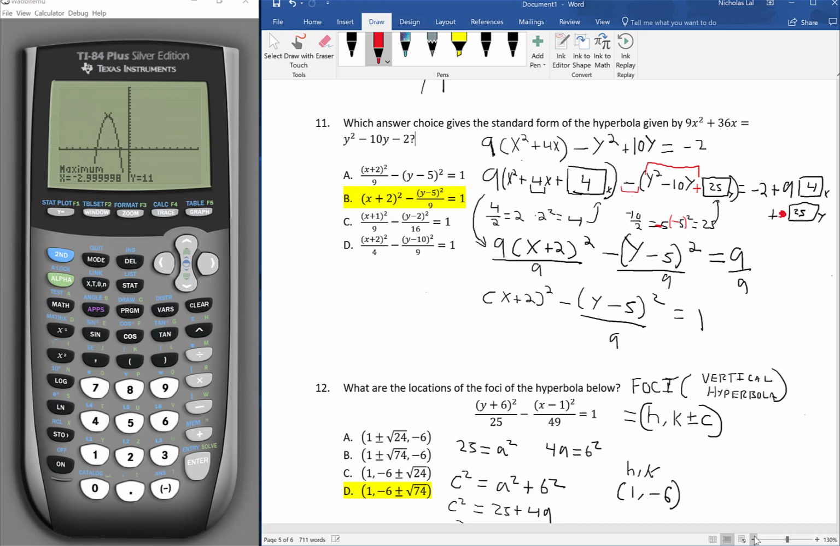So we're doing all that work to have 9 times x plus 2 squared over 9 minus y minus 5 squared over 9. And the reason why it's over 9 is because you add 9 times 4, and subtract 25, and subtract 2, and then you're going to get 9. 36 minus 25 minus 2 is 9. Divide each side by 9, and here the 9's cancel out. You just get x plus 2 squared minus y minus 5 squared over 9 is equal to 1. And that is the answer choice B.